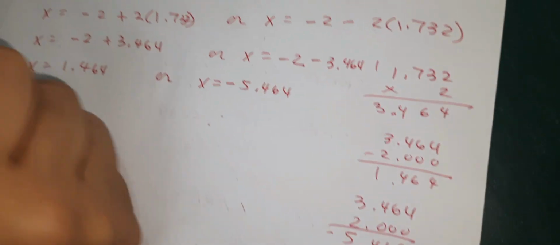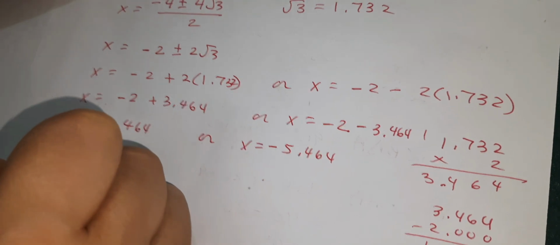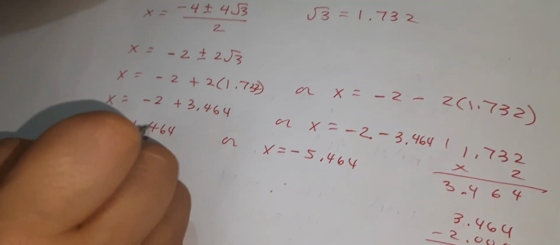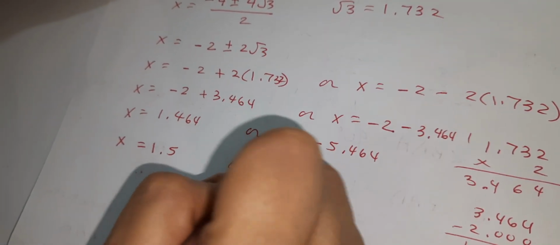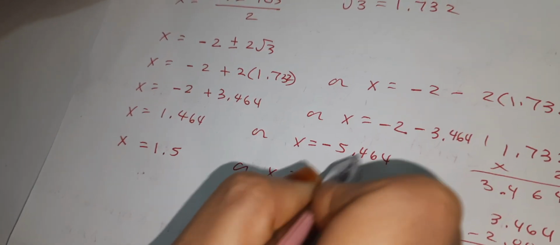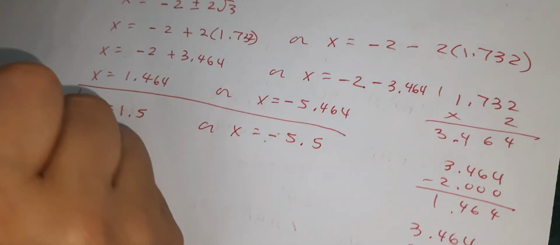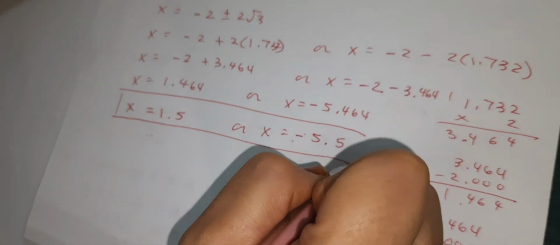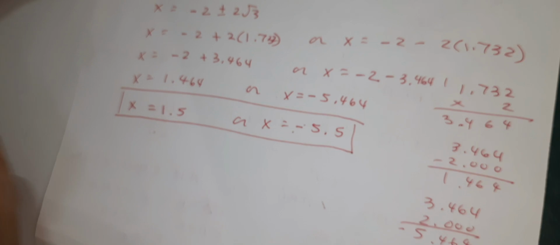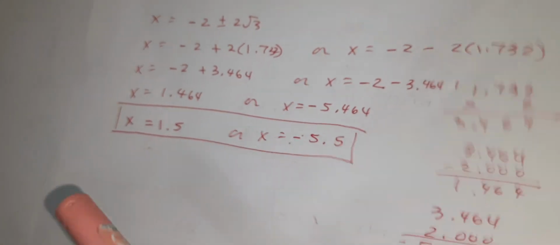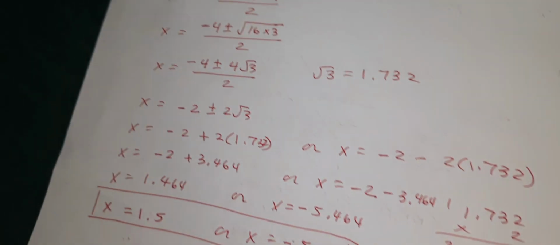They asked us only one decimal place, so let's round. There's a 6 here, so we'll round the 4 to a 5. And minus 5 point, again 6 here, so we'll round the 4 to a 5. So this is our final answer then. X is 1.5 or minus 5.5. Okay. Next, the second part of question 3.